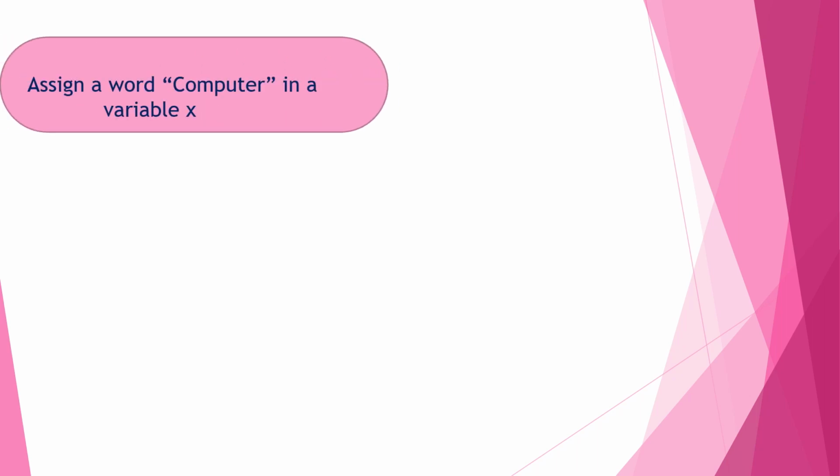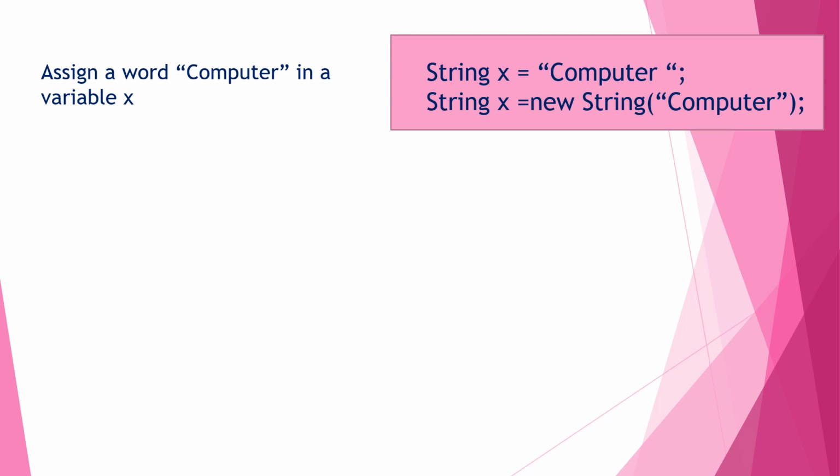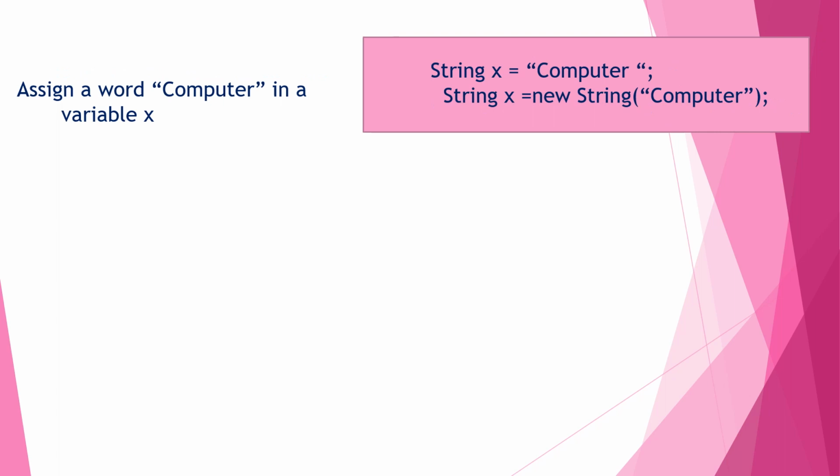Next question is, assign the word computer in a variable x in two ways. One, in the simple way, String x = "computer", and second, String x = new String("computer"), with the word computer in double quotes in brackets. This is just like creating an object. Last year we have done how to create an object, so it is just like that. We are creating a new object of String x is equal to new String computer.